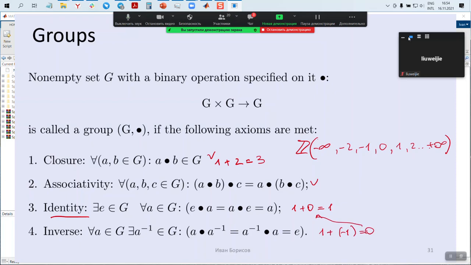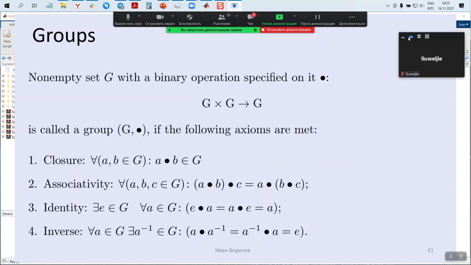But if you do the same stuff with another operation, the operation of multiplication, you will get that closure holds, check, associativity, check, and identity also checks, because you can multiply it with one and you will get the same, so it's also checked.